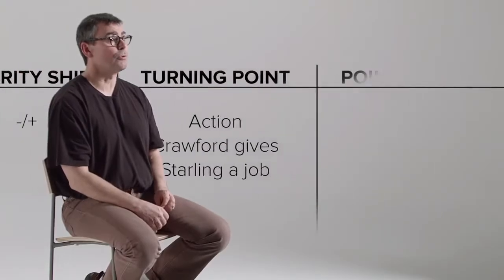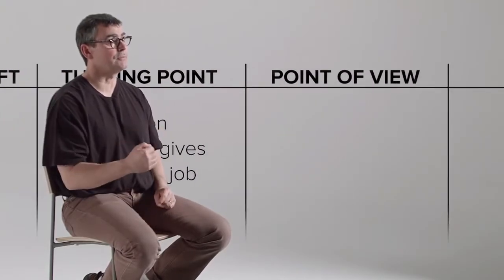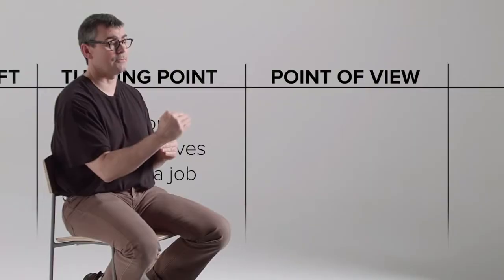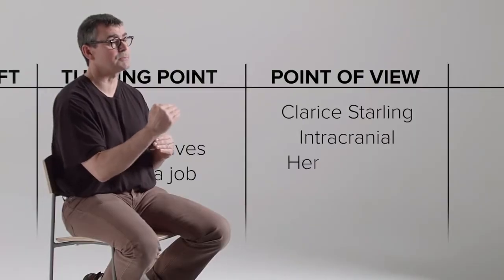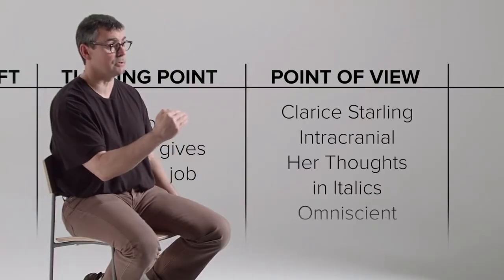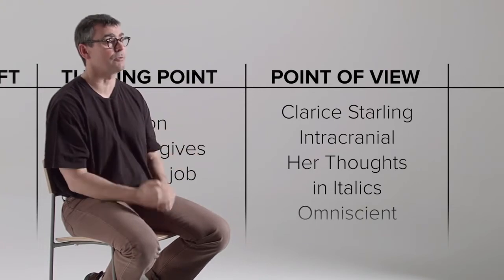The next column is point of view. And the reason why we want to track point of view is you want to make sure that you're consistently showing the reader one particular point of view, or when you do change points of view, that it's a very, very conscious choice. So for the first scene in Silence of the Lambs, the point of view is Clarice Starling's point of view, and it's from an omniscient point of view, meaning she doesn't see everything that we can.